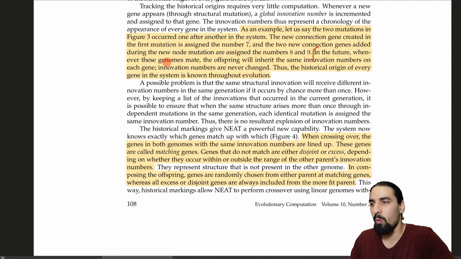So in the future, whenever these genomes meet, the offspring will inherit the same innovation numbers on each gene. Innovation numbers are never changed. Okay, they are never changed. Thus, the historical origin of every gene in the system is known throughout evolution.